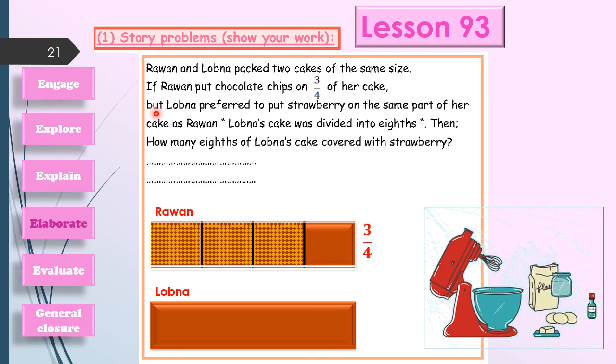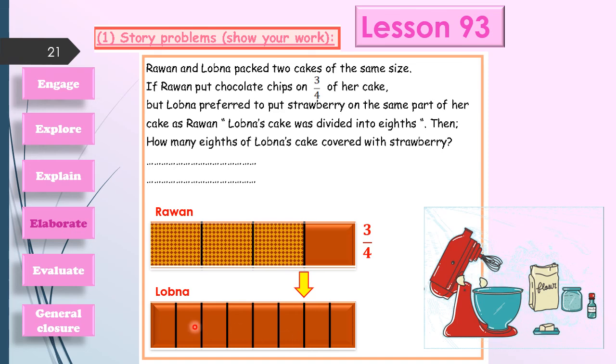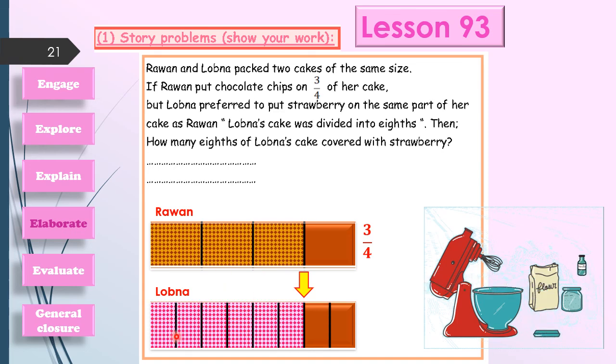Let's go to the third one. But Lubna preferred to put strawberry on the same part of her cake as Rawan. Okay, but Lubna's cake was divided into 8. Let's divide this cake into 8 equal parts. Like this, and color up to here, to have the same part as Rawan in strawberry. Like this. 1, 2, 3, 4, 5, 6. 6/8 in strawberry.